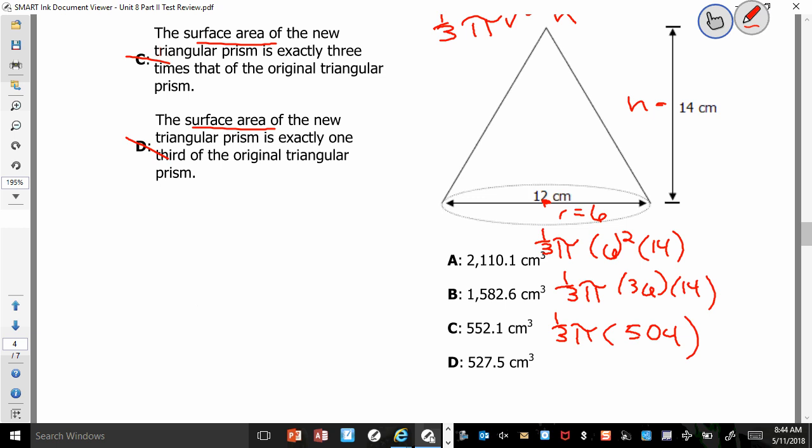All right, so now here's what I would do. I would multiply 504 times pi, or 3.14, and then divide that by 3. I figured if I divided by 3 before, either one works. Okay, 527.12. There we go. Okay. Got it?